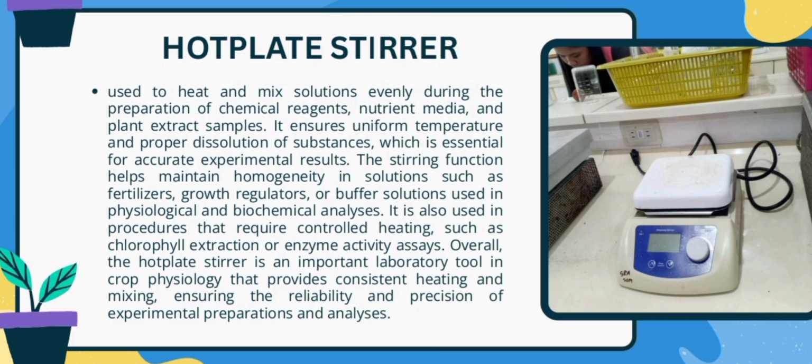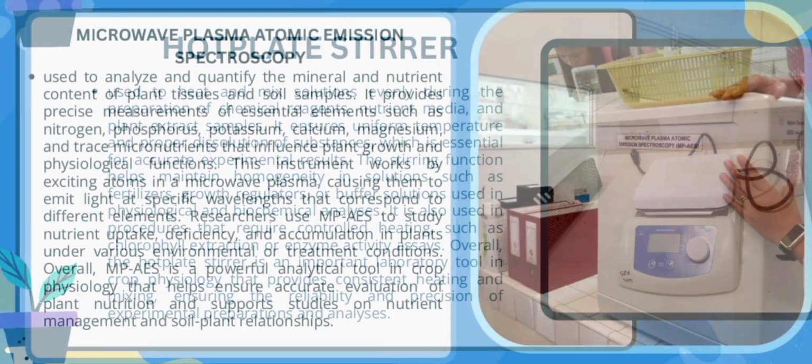biochemical analyses. It is also used in procedures that require controlled heating, such as chlorophyll extraction or enzyme activity assays. Overall, the hot plate stirrer is an important laboratory tool in crop physiology that provides consistent heating and mixing, ensuring the reliability and precision of experimental preparations and analysis.